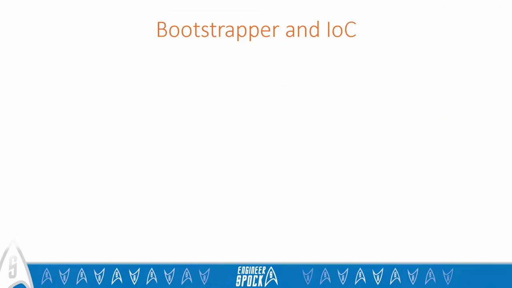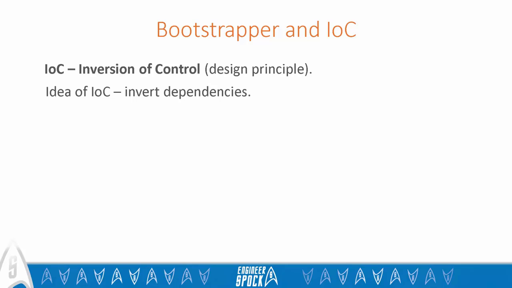I want to introduce you to two concepts, Bootstrapper and IOC. Let's start with the second one. IOC stands for Inversion of Control. This is a common software design principle. The main idea of this principle is to invert the dependencies. There are tons of material on the internet, and since the main goal of this course is not to discuss the IOC principle, I'll just show a good example which I took from Stack Overflow.